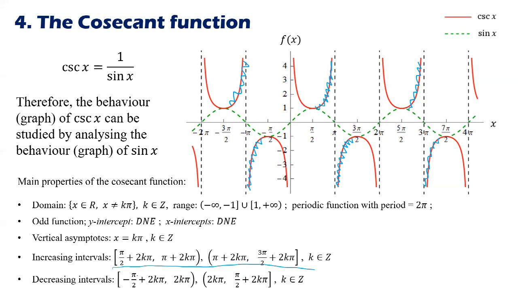And decreasing intervals can be expressed as minus half pi plus 2k pi to 2k pi, and then 2k pi to half pi plus 2k pi. Understand? There are increasing intervals and decreasing intervals. Please have a look at this pattern, and I hope you can draw this sketch by yourself in your notebook, okay? I'll give you 2 minutes to draw a sketch of cosecant x in your notebook.